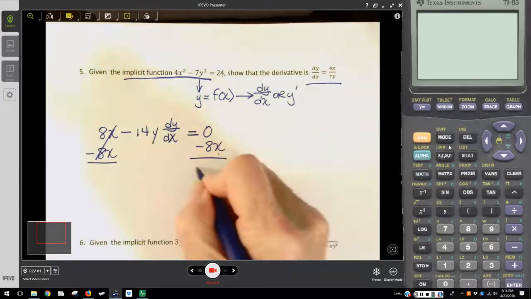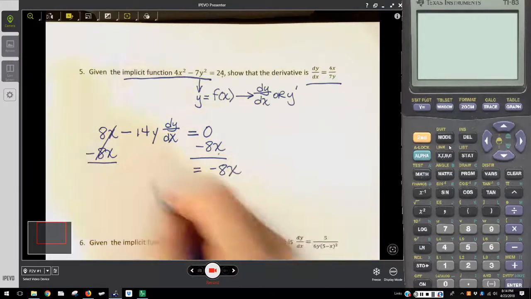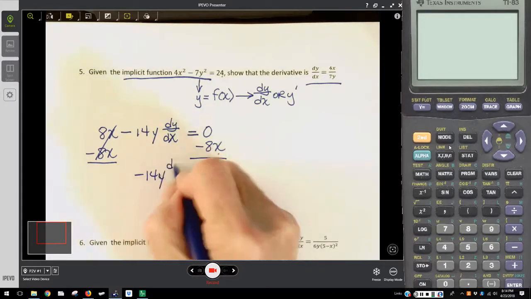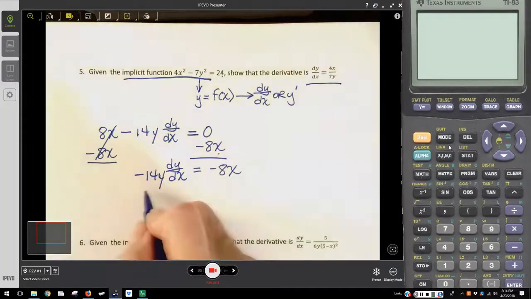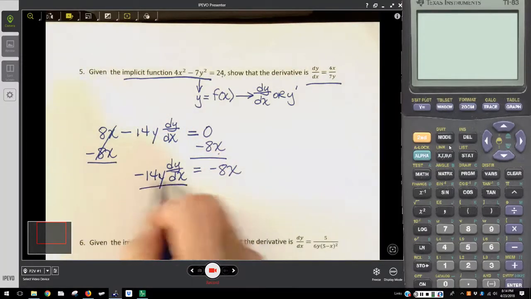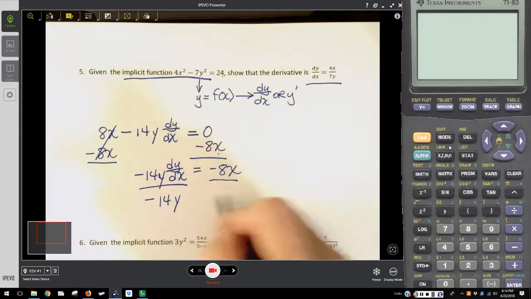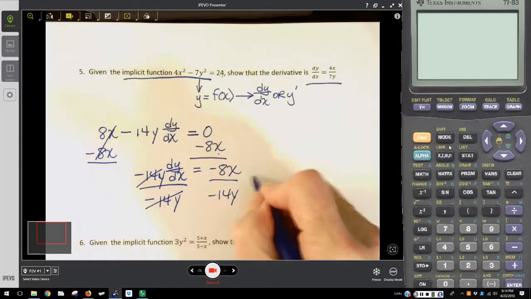So when I add 0 to negative 8x, I get negative 8x. And that's equal to negative 14y dy/dx. And now I need to divide off this negative 14y on both sides, which will get rid of it on this side and leave me with just dy/dx.